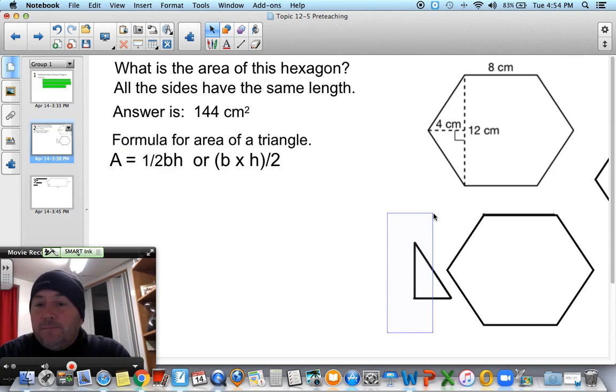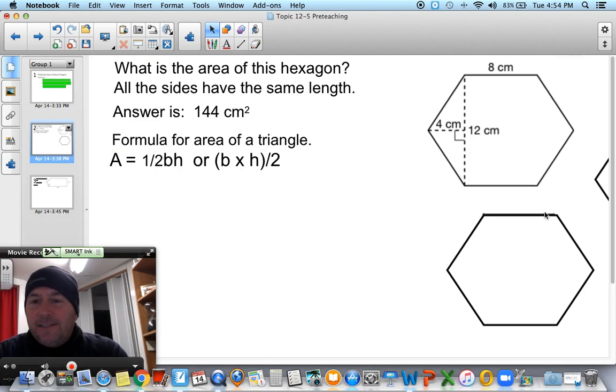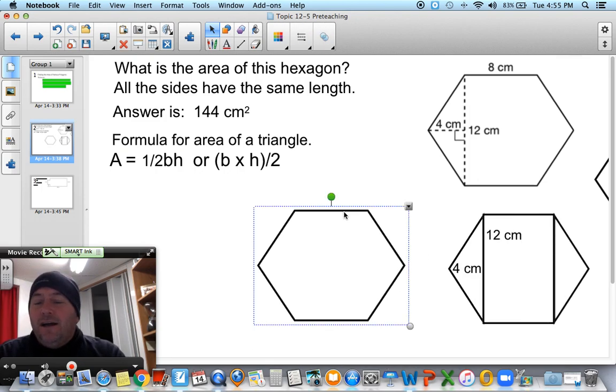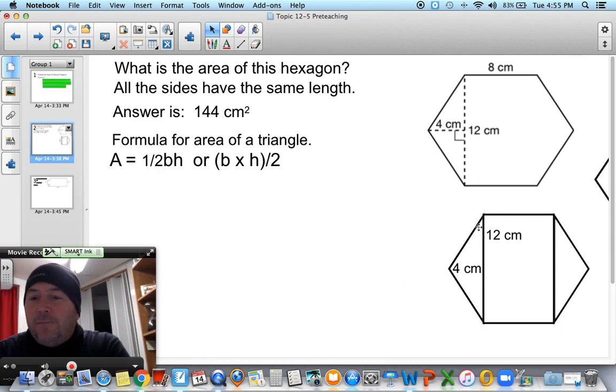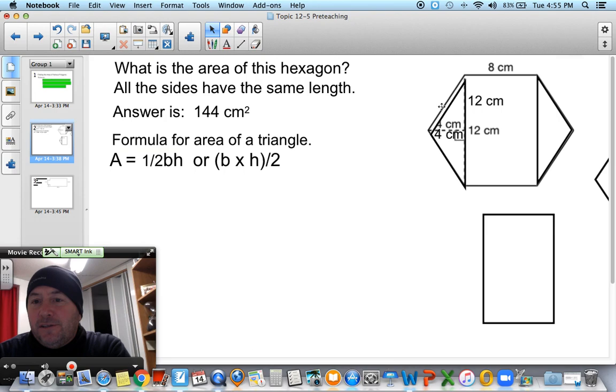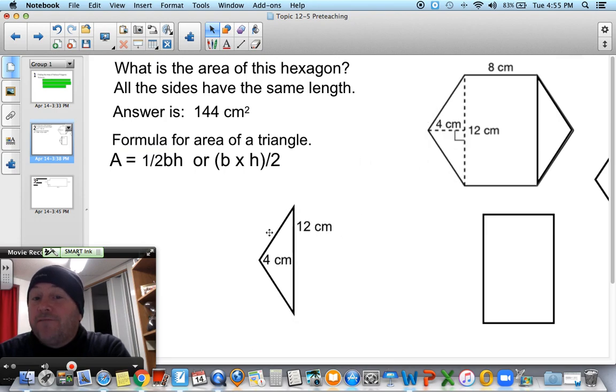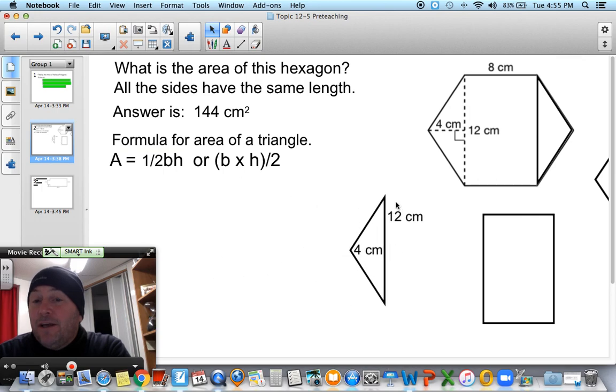We saw how you could do it if you divided it up into 4 little triangles. But let's say some of you are pretty savvy and you say, well, I can divide that up into 2 bigger triangles. I can make this a triangle and I can make this into a triangle. And now I have 2 triangles that have a base of 12 and a height of 4.